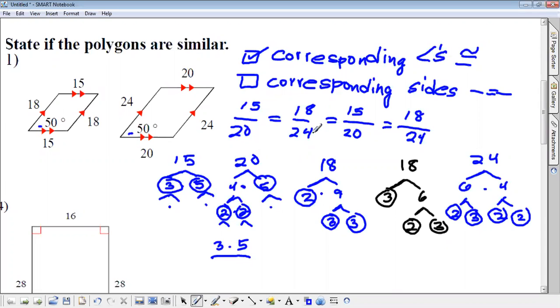Now, factors of 20, I got 2, 2, and 5. So instead of 20, I put 2 times 2 times 5. Factors of 18, I got 2, 3, 3.